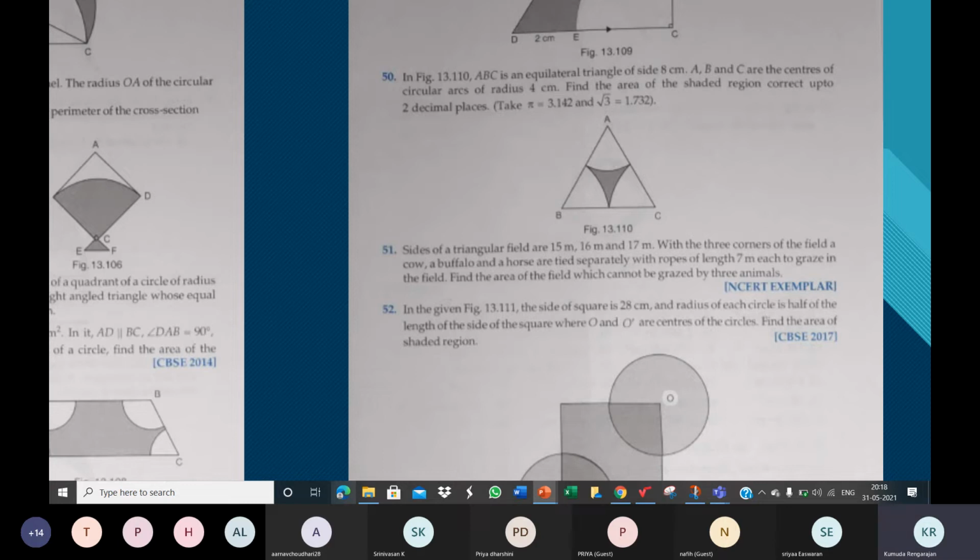Now complete this, children. Now find the area of the three sectors. You cannot find the area of the sectors separately, but the total area of the three sectors you can find. You should find the area of the triangle using Heron's formula. Subtract to get the area that cannot be grazed by the three animals.